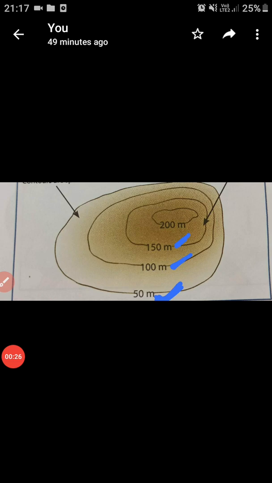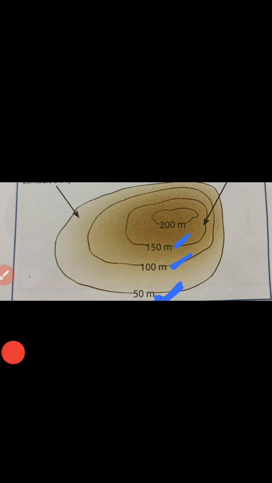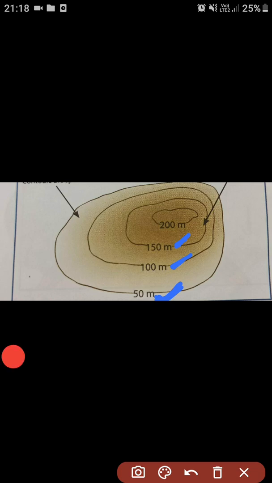Contour lines are the lines which join the points of equal height or elevation. Like you can see here, why these lines are there? Because these lines are joining the places which are at equal heights. Like you can see these lines, and they are joining the places of equal height.